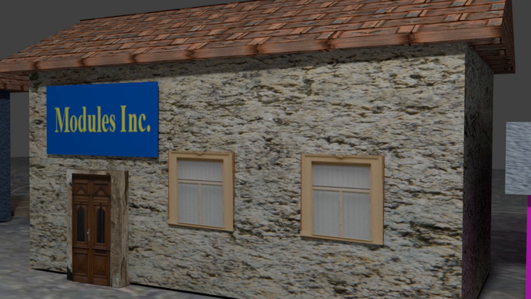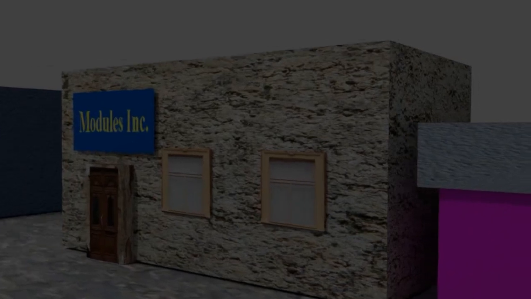Next to the patch factory, around the corner at the main road, you'll find Modules Incorporated. It is all about the wide world of existing modules. Here you will find information about common modules as well as about more experimental and even crazy and strange ones.